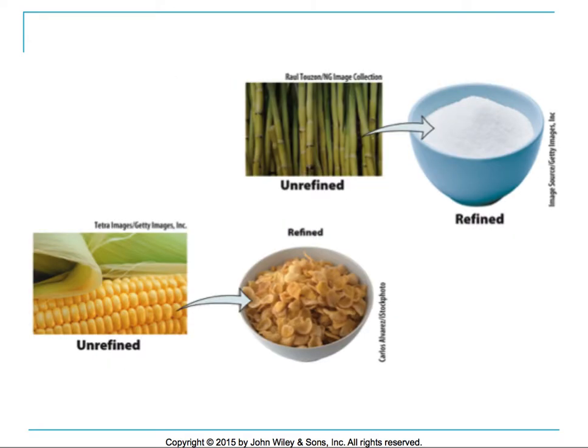And these are just a couple examples here. In the top picture, the unrefined example is sugarcane. And then in the refined example, we have, of course, table sugar. Then in the bottom example, we have a whole cob of corn. And once that's broken down and refined, one of the end products could be cornflakes or another corn cereal.